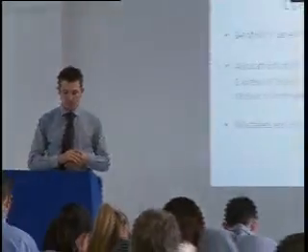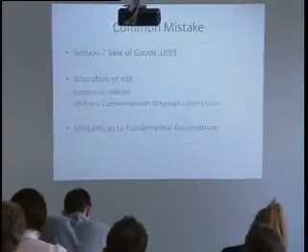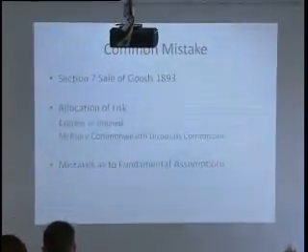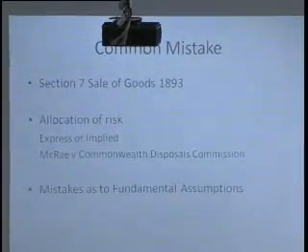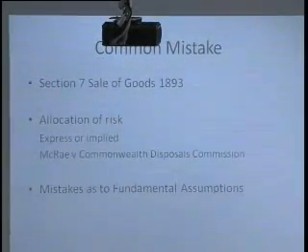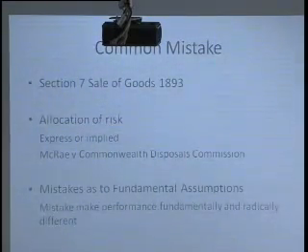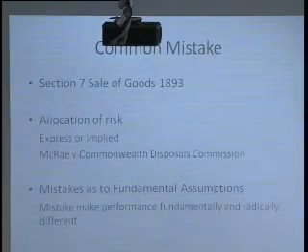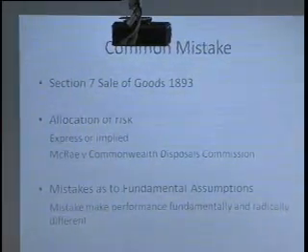Okay, so that's the clearer of the two and the easier of the two, whether or not the subject matter actually exists. More complicated is this question of mistakes as to fundamental assumptions behind the contract. So if both parties are operating under the same mistake, if the mistake makes the performance of the contract fundamentally and radically different, then it's possible that even though the subject matter exists, this mistake as to the underlying assumption will mean that you can argue that the contract is unenforceable and void.